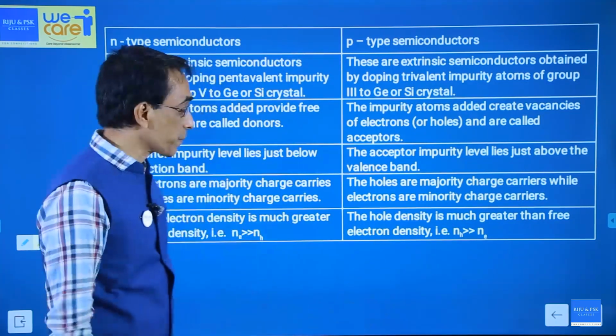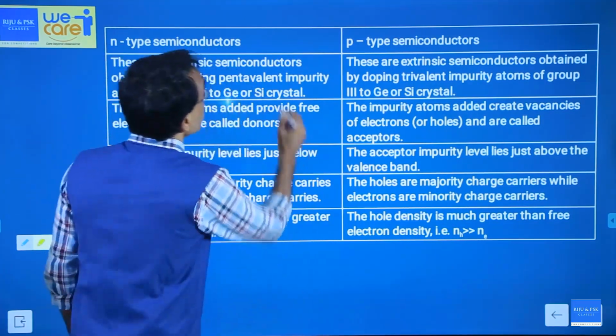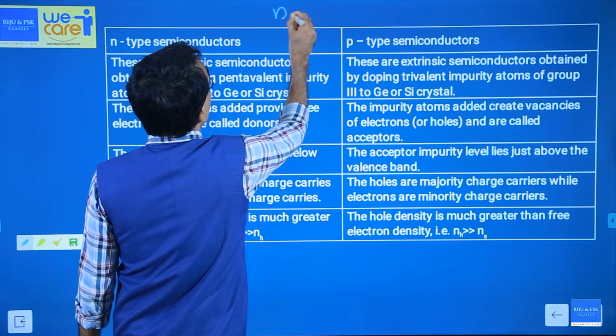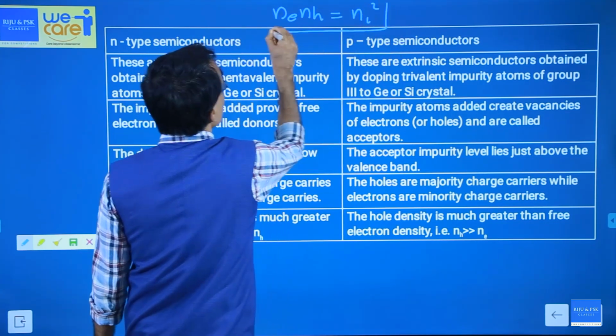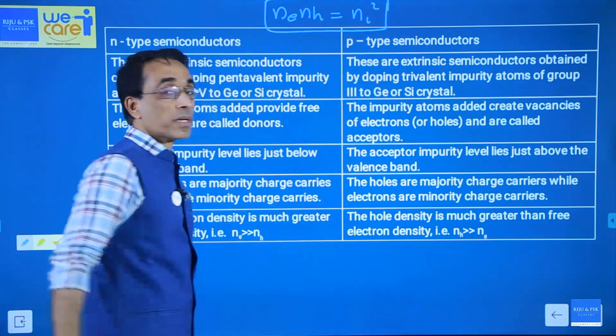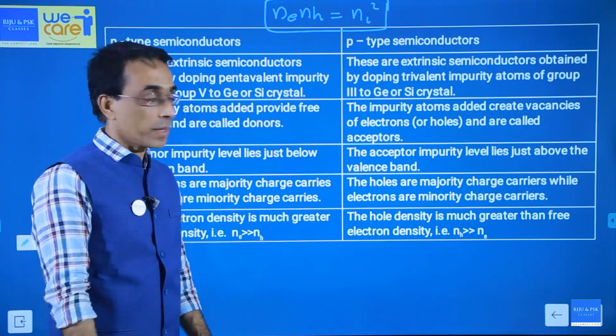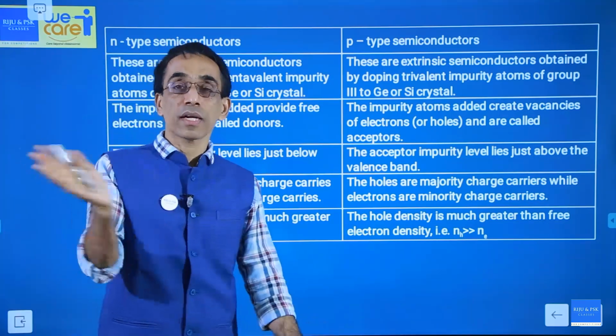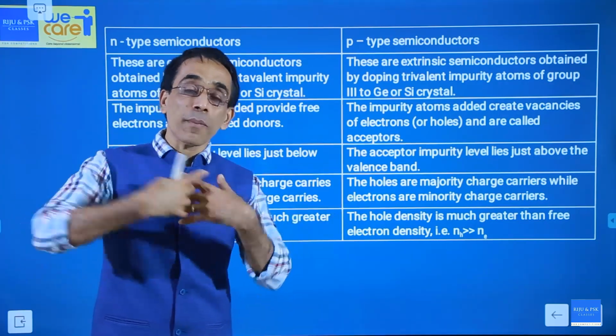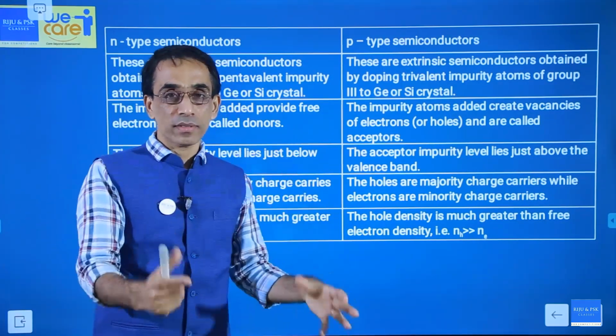But don't worry, in both cases, Ne into Nh will be equal to Ni square. This is one area where we can expect a numerical question. So, this is all we have for the basics of semiconductors. Now, we are going to apply this in making devices.